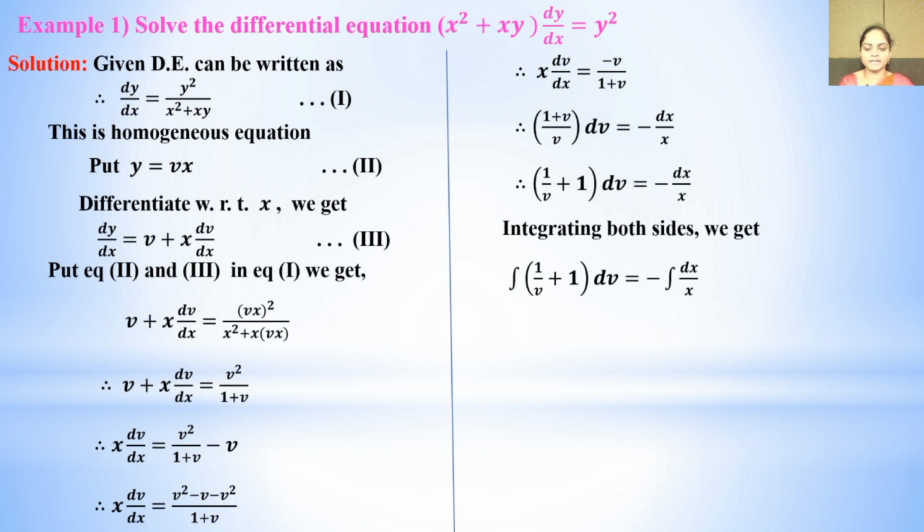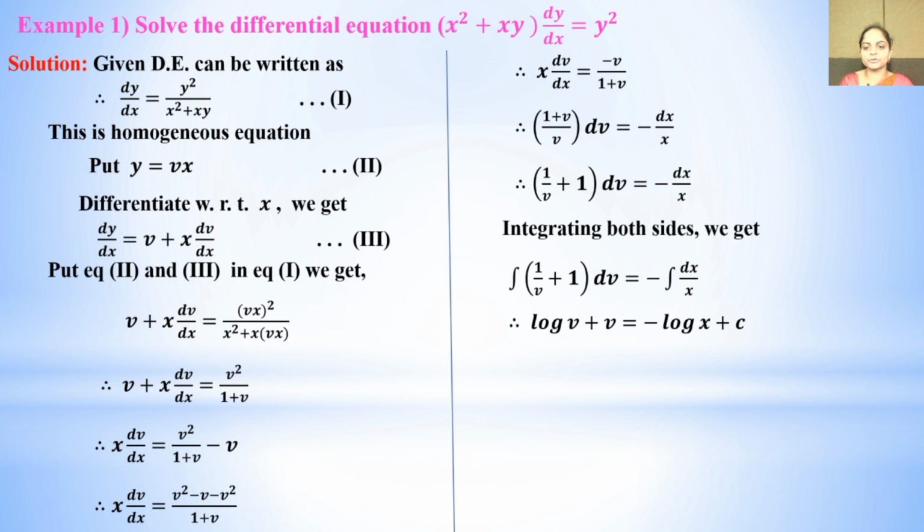We know that the integration of 1 upon x is log of x, and integration of 1 dx is x. So we use this formula in this equation. We get log v plus v is equal to minus log x plus c. Here the term v is not in the form of log, so we write the constant as c only.